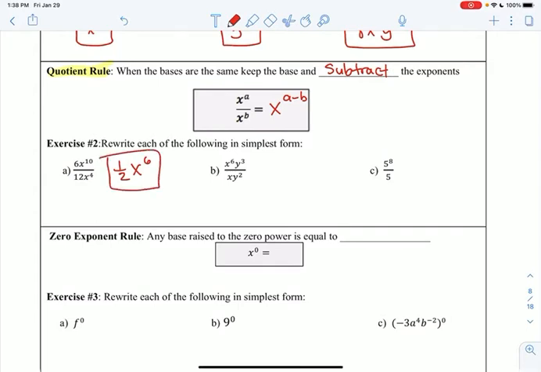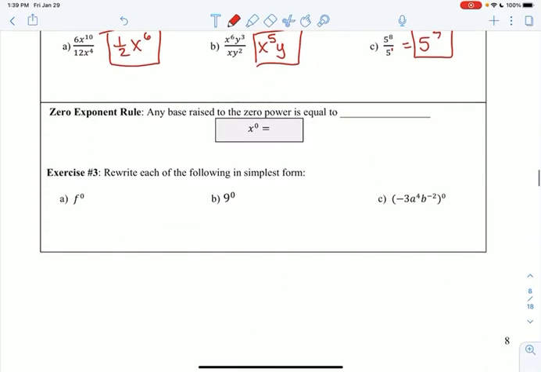B, I have x to the 6th over x. So that's going to be x to the 5th. I subtract 1. And I have y to the 3rd and y squared. So I subtract 3 minus 2 is y. If you wanted to write y to the 1, you can, but it's certainly not necessary. And C, 5 is my base. So this is 5 to the 8, and this is 5 to the 1. So I keep the base of 5, and I subtract those exponents.